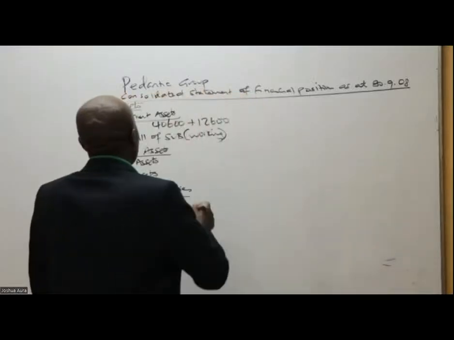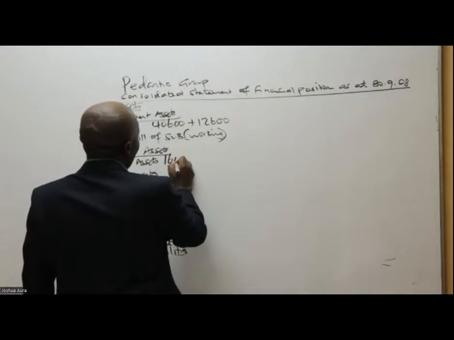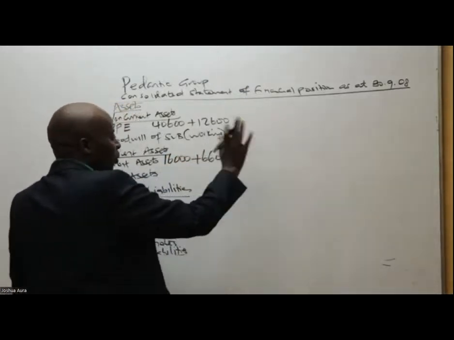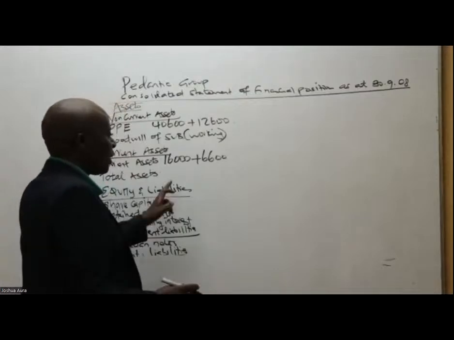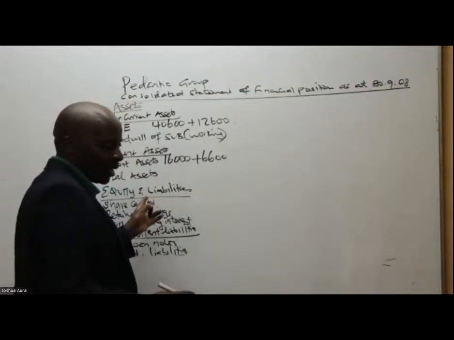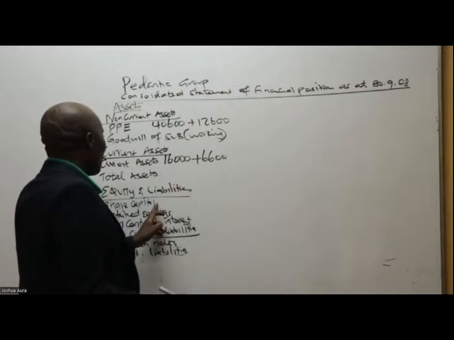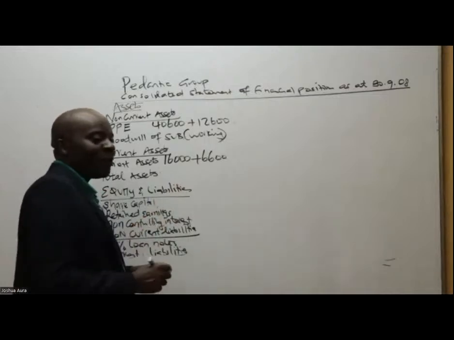16,000 plus 6,600. Don't add anything. Don't take your calculator and start giving us figures, because later on I'll be doing adjustments. Total assets, that's done. Go to share capital. What do you know about share capital?